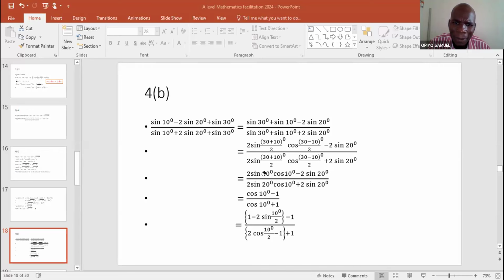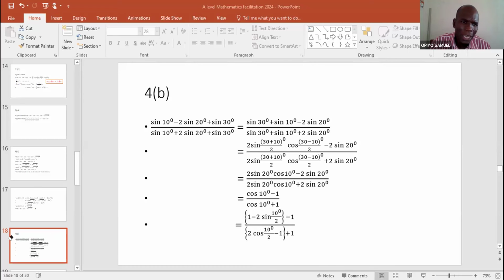There is a common factor which we can pull out. When you pull out the common factor, which is 2 sine 20, the 2 itself will cancel. So we remain with only this simple expression. Now using again the double angle formula for this part, the 1 will cancel with this. Then this one also, when you open the brackets, will neutralize this one outside. So we remain with -2.